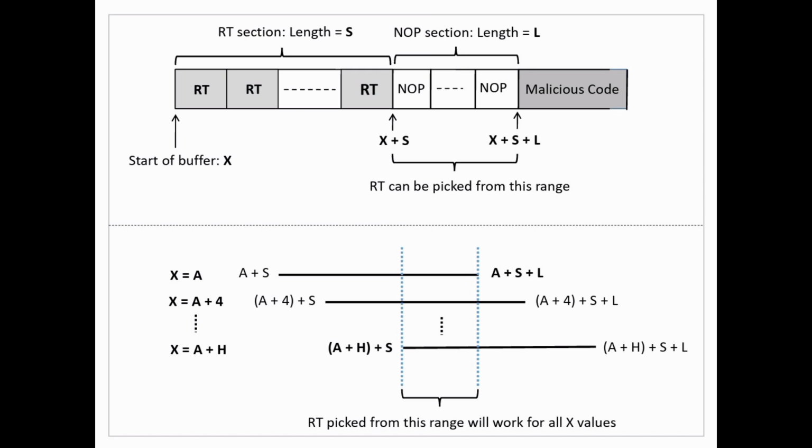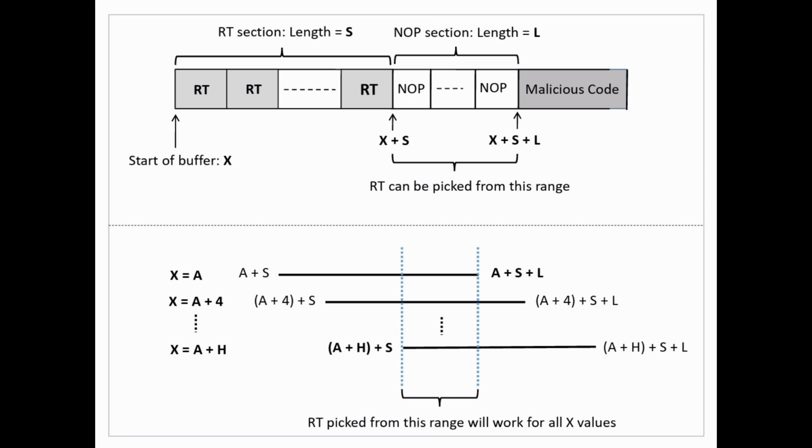The buffer starts at X. The RT section spans S bytes from X to X plus S. The no operation section spans L bytes from X plus S to X plus S plus L. Any RT value within this range ensures the program execution jumps to the no operation sled, eventually reaching the malicious code. And then we have to calculate the address.